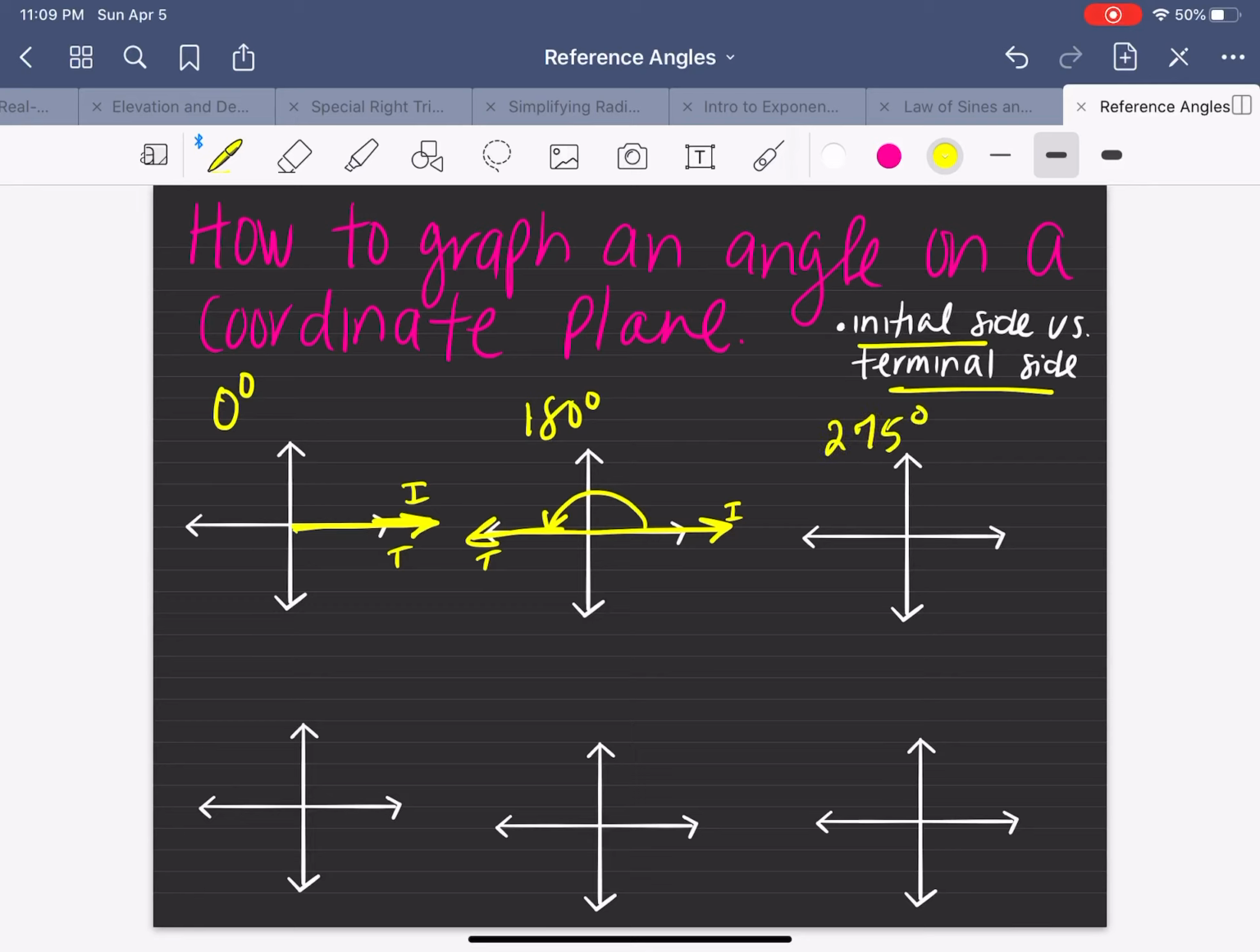Now let's graph 275 degrees. So the initial side is always here on the positive x-axis. It's positive, so we're going to go counterclockwise. 90, 180, 270, we need 5 more degrees, so it is right here.